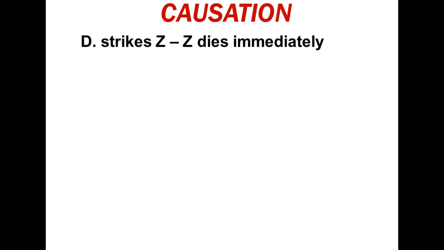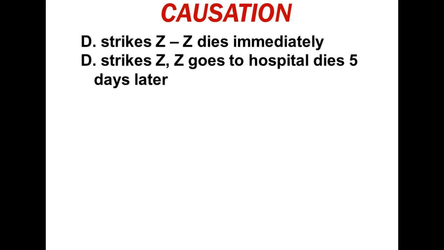So the first example we have is D strikes Z, Z dies immediately. Obviously in this instance there isn't much of an issue of causation. It would be easy to say that D caused Z's death. In my next example, D strikes Z, Z goes to the hospital and dies 5 days later. Well, the only question to be resolved there is, did Z die 5 days later as a result of the wounds inflicted by D? If so, again, causation probably will not be much of an issue.